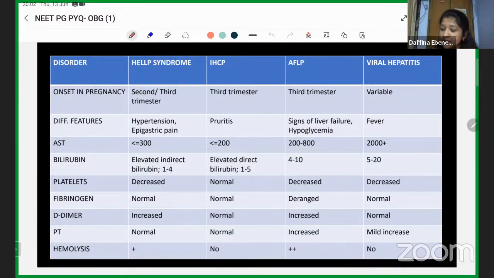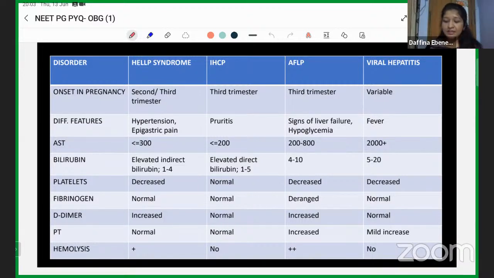Of these, most commonly all liver disorders will exacerbate only during the third trimester. HELLP syndrome alone is an exception, because it's a complication of severe preeclampsia, which can manifest in the second trimester also. HELLP syndrome alone can manifest in both second and third trimester. The rest will manifest in the third trimester. Viral hepatitis is variable. It has no trimester differentiation because it can happen anytime during the course of pregnancy.